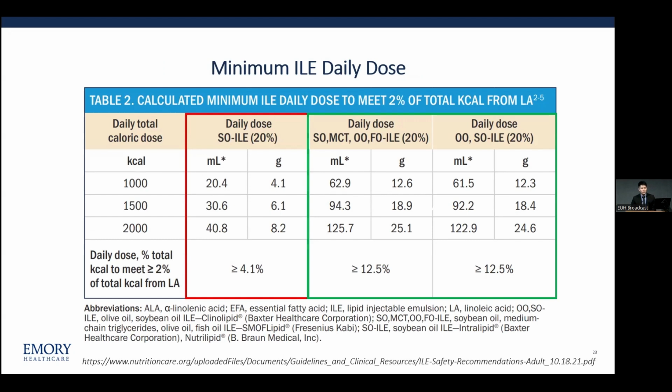This is because the majority of linoleic acid is coming from soybean oil. For instance, per 1,000 kilocalorie daily total calorie required, only 4.1 gram of soy IOE is required, whereas the other formulation required 12.3 to 12.6 gram. So as a general rule, we need at least 4.1% of total calorie or 12.5% based on the IOE product to meet essential fatty acid requirement.